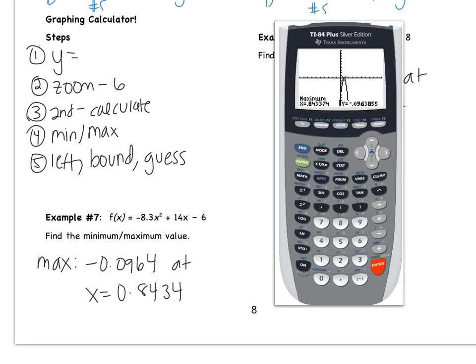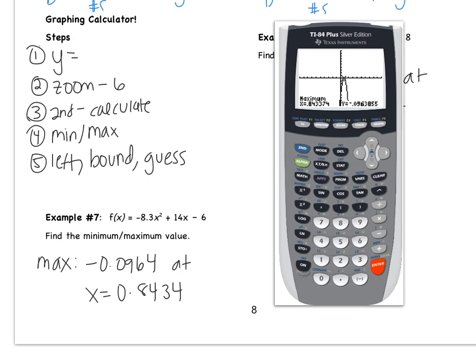One thing I want to point out is your minimum or your maximum can be positive or negative. Before this example, all of our maximums were positive and all of our minimums were negative. That's not always the case. So here we have a maximum that's negative. So hopefully you have those calculator steps down because we're going to be doing a lot in the calculator. So if you have any questions, please make sure you bring them to class tomorrow and that you ask your teacher. We're almost done, I promise.